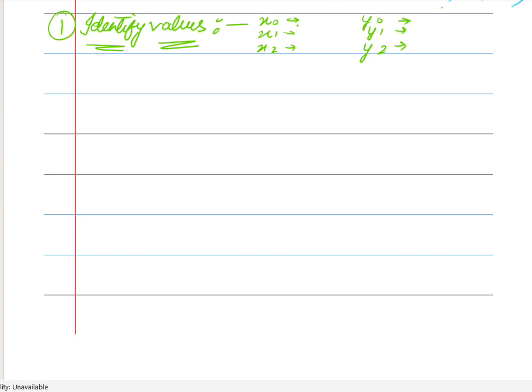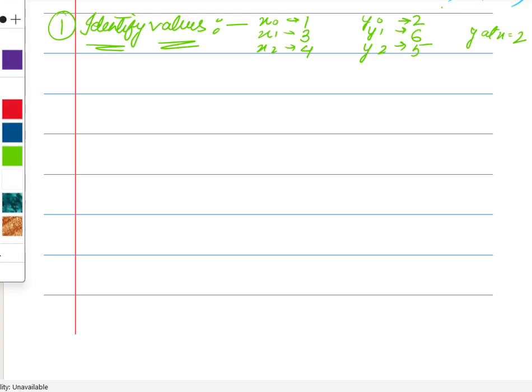Okay, what were the values of x that I had? For x0 I was having 1, x1 I was having 3, and here I was having 4. For y, I was having 2, 6, 5, right? And I had to find y at x equals 2. Okay, my first step is done. It is quite simple, right?